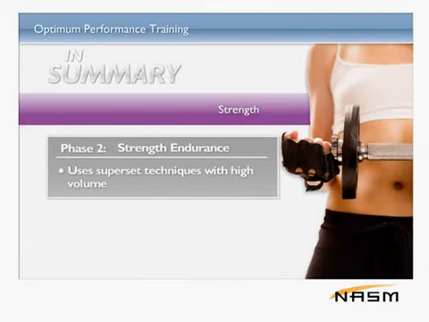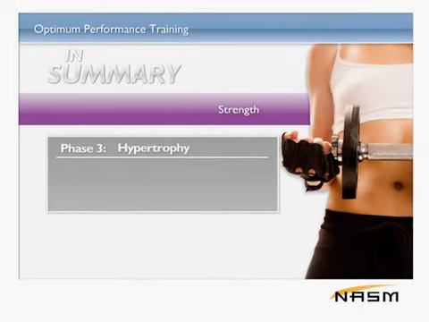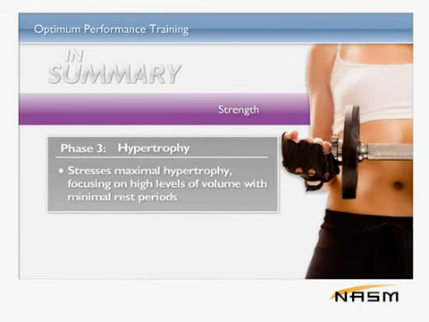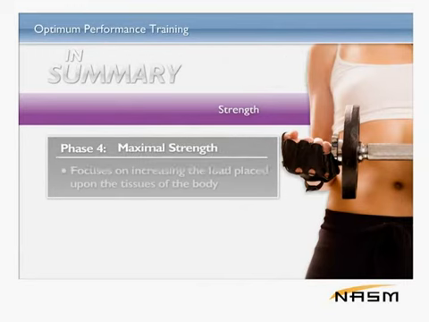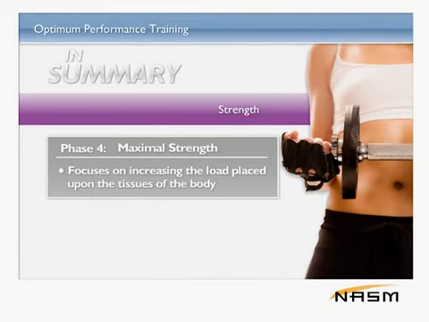Phase 2 uses superset techniques with high volume for about 4 weeks. Phase 3 stresses maximal hypertrophy, focusing on high levels of volume with minimal rest periods for about 4 weeks. Phase 4 focuses on increasing the load placed upon the tissues of the body for about 4 weeks.